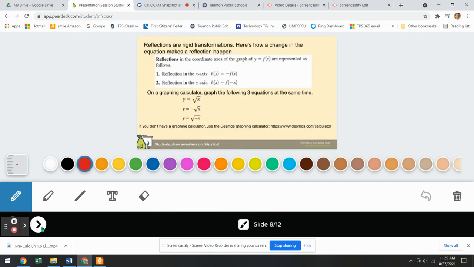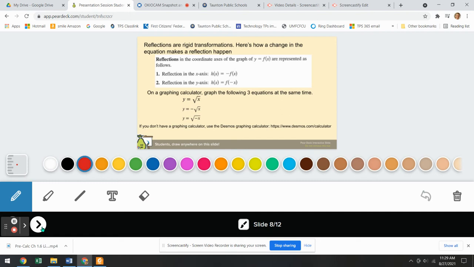Okay, so reflections are rigid transformations. They flip either over the x-axis or over the y-axis are the ones that we're going to study. Reflection in the x-axis, it's almost like testing, right? If we apply a minus or an opposite sign outside after the function's been applied, that would happen. And alternatively, to check for reflection in the y-axis, if we put in the opposite of x and then run it through the function, that would show reflection in the y-axis.